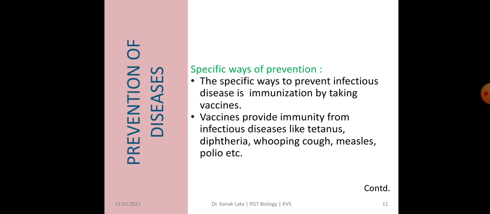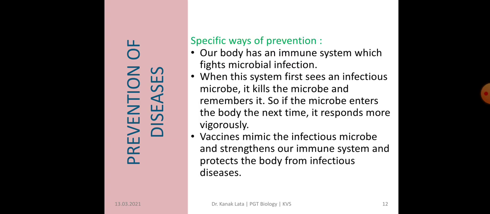And the specific way of prevention includes immunization. Immunization is done by vaccine, and this vaccine provides immunity from infectious diseases like tetanus, diphtheria, whooping cough, measles, polio, etc. Our body has an immune system. The strong WBC present act as soldiers of the body, and these WBC increase the immune response and fight against the microbes or germs which are entering our body.